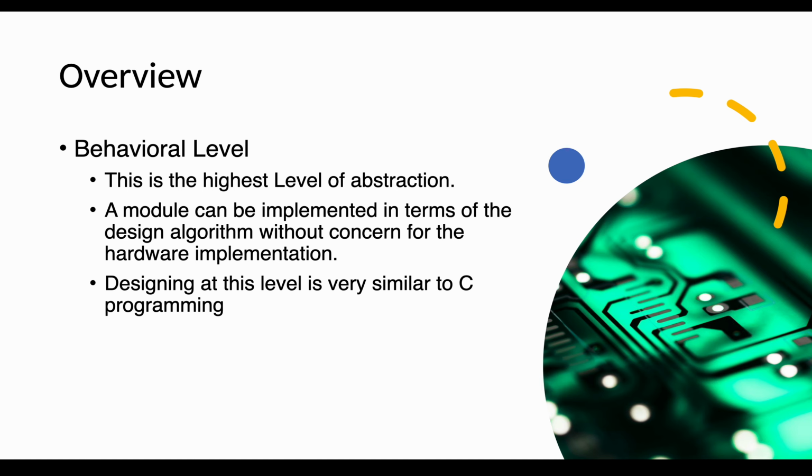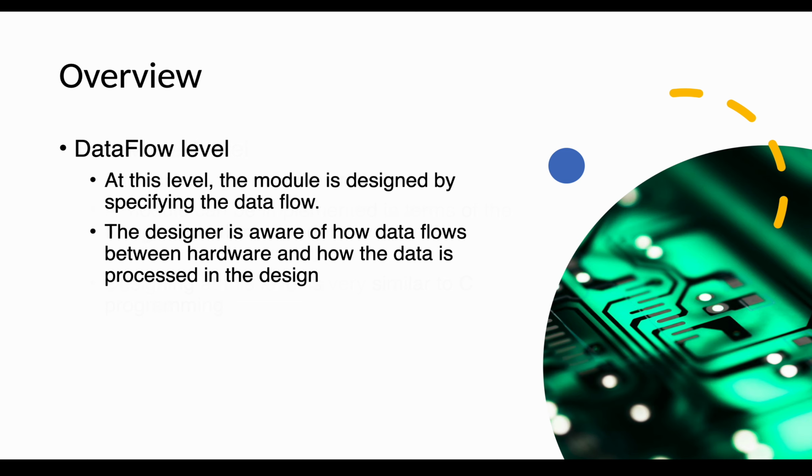The first, highest level of abstraction is the behavioral model. A module can be implemented in terms of design algorithm without concern for the hardware implementation. Designing at this level is very similar to C programming. The next level is the data flow level. At this level, the module is designed by specifying the data flow. The designer is aware of how data flows between hardware and how the data is processed in the design.